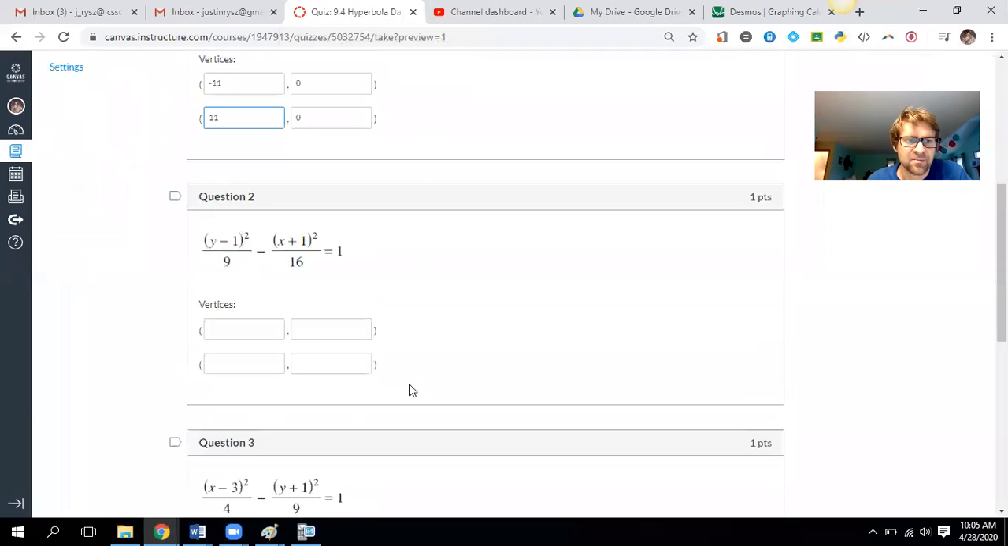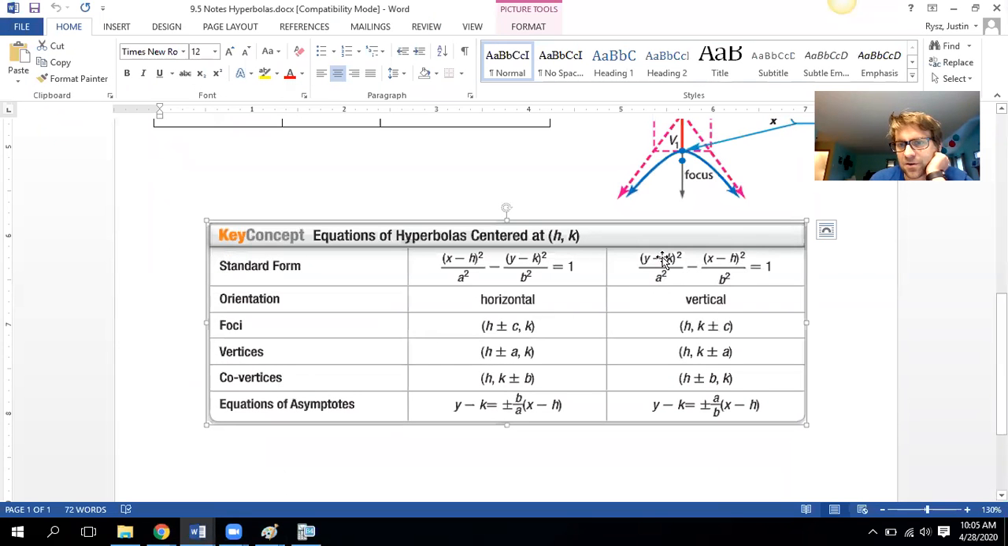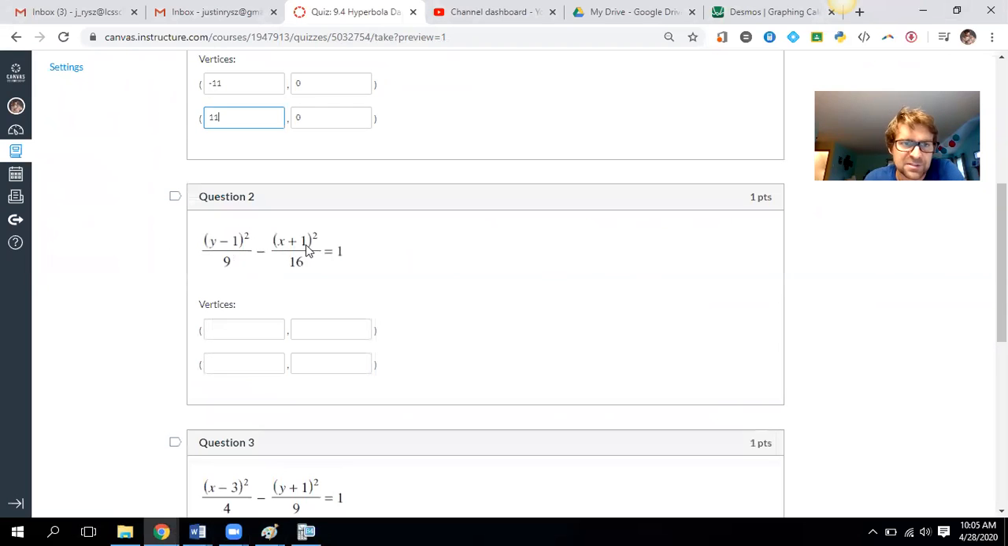All right, moving on to the next problem. Question 2: we got a y at the beginning, so that's going to be up or down. Let's look at our formula to figure out what's going to be the same in both of those. We have our y expression, so it's vertical. The vertices are h, comma, k plus or minus a. So the beginning number is going to be the same on both of these when it's vertical. That number is h, which is the number being subtracted from the x. Here it is x plus 1, so that means subtracting a -1. So our h is -1 on both of those.